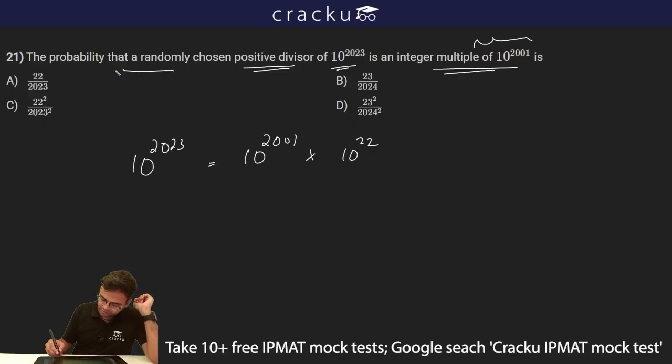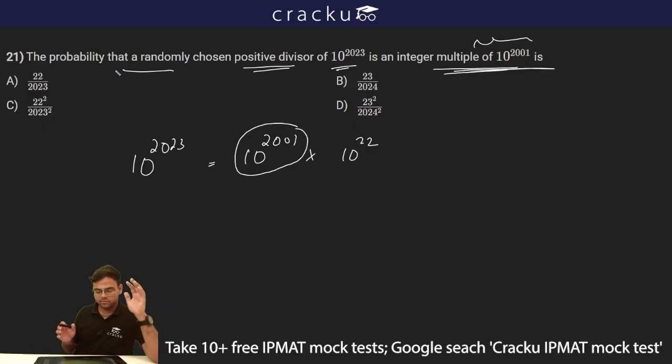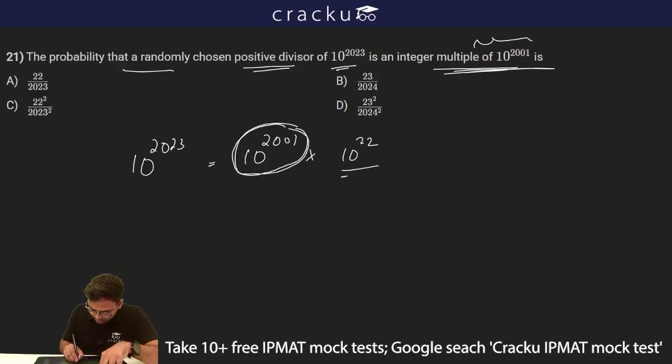Now, I have to find out integer multiple of 10 to the power 2001. So what I'll do, I'll ignore this one, because I need factors such that each factor is a multiple of 10 to the power 2001. So what I want is basically, I want this to be a constant value which should be multiplied to every factor. I'll consider to calculate the factors on this value, that is 10 to the power 22.